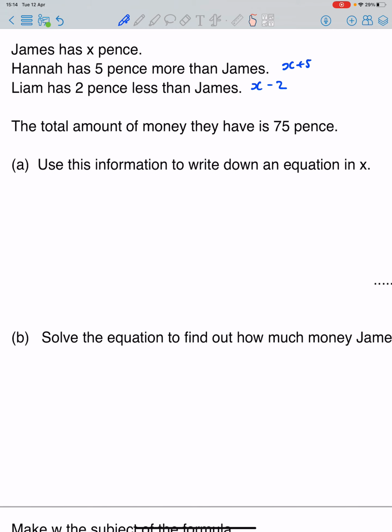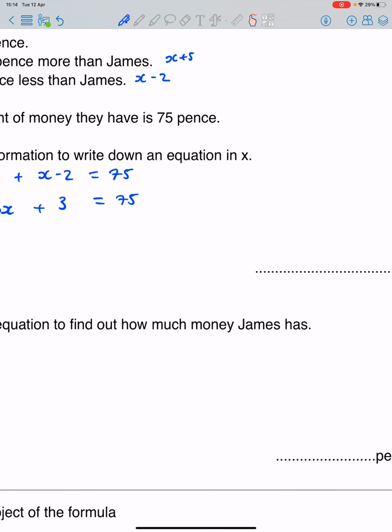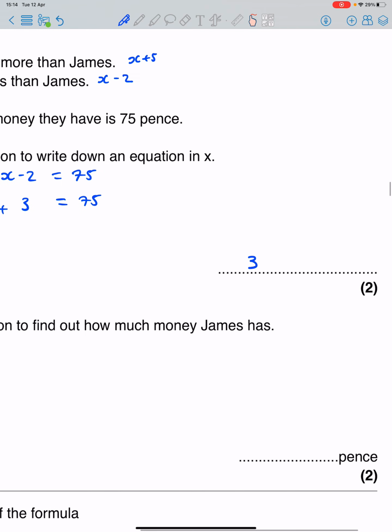Okay, well, so if we add up all of their amounts, that's going to be x + (x + 5) + (x - 2). And that is supposed to equal 75. So if we simplify the left-hand side, we get x + x + x, which is 3x. 5 minus 2 is plus 3, and that is equal to 75. That on its own is great. That's enough to write an equation. 3x + 3 = 75.